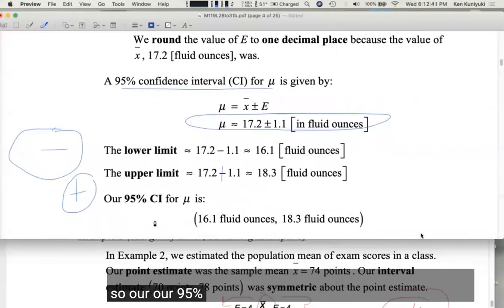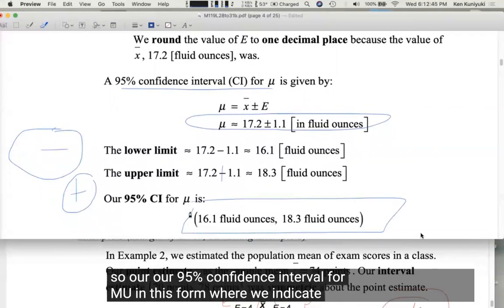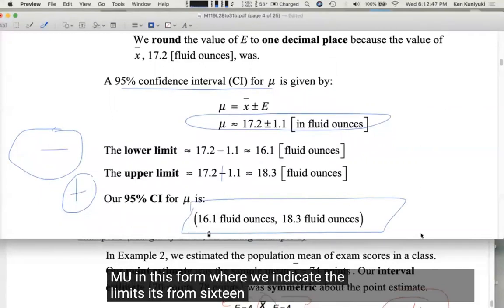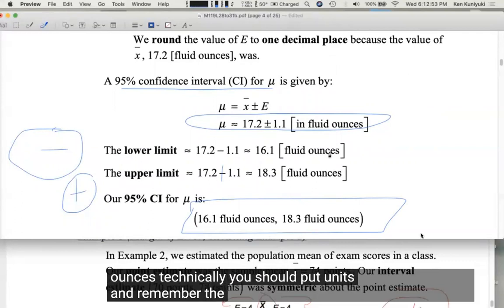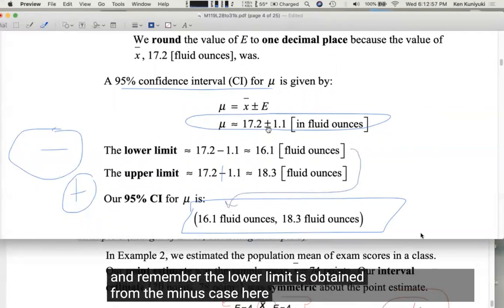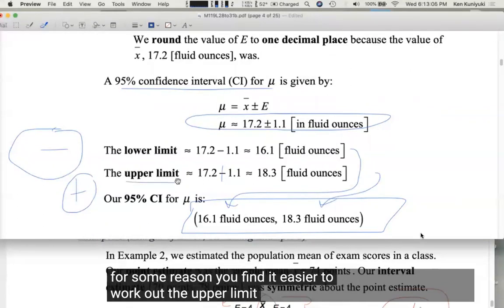So our 95% confidence interval for mu in this form, where we indicate the limits, is from 16.1 fluid ounces to 18.3 fluid ounces. Technically, you should put units. And remember, the lower limit is obtained from the minus case here. The upper limit is obtained from the plus case here. If for some reason you find it easier to work out the upper limit first, that's fine, but make sure to put the upper limit to the right.